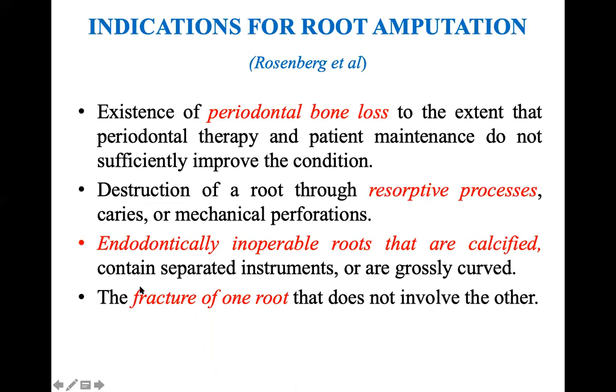The indications for this are, like if there is a good periodontal loss as seen in that picture, or there is destruction of the root through resorptive process, caries, or mechanical perforations. So in those cases, you have to do this root amputation. Also, endodontically inoperable roots that are calcified. If suppose that one root was totally calcified, or it had a big separated instrument and you could not remove that instrument, or it is so much curved that endodontic therapy is not possible, in those cases also, it is indicated that you amputate that particular root rather than extract the whole tooth.